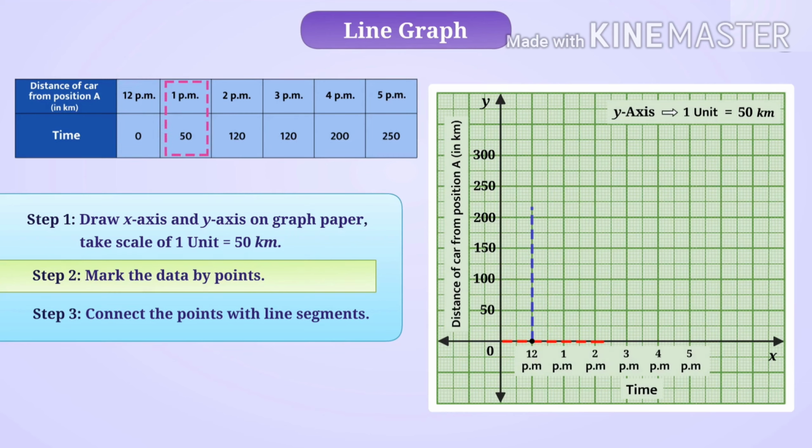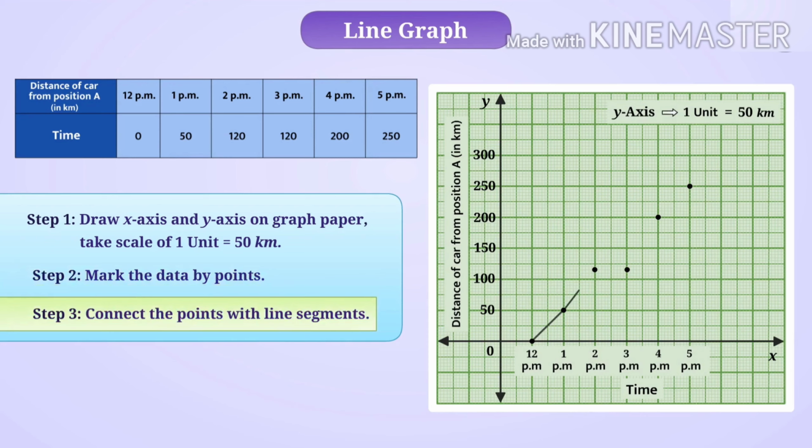Now see that at 1 p.m. it has covered 50 km. This is 1 p.m. Let's take the intersecting line for 50 km. This will be the intersecting point for 1 p.m. at 50 km, and we will mark the point here. Like this we will mark all the points, and after that we will join all the points using a line.